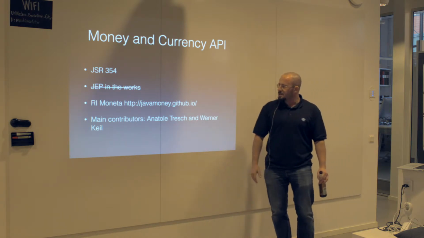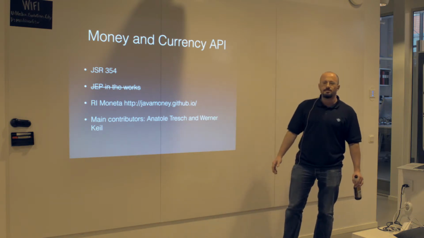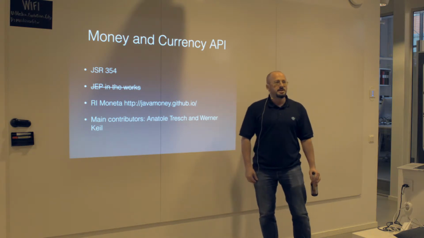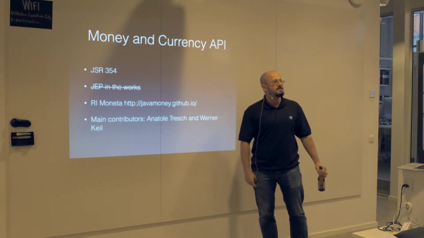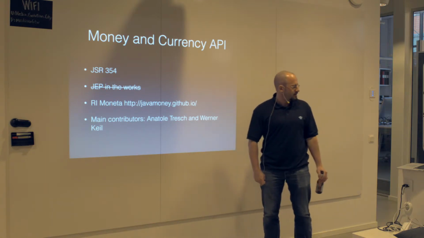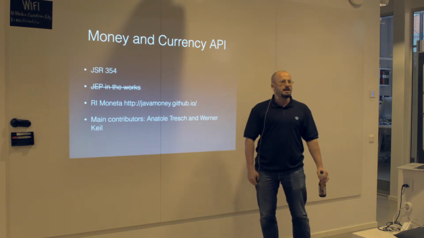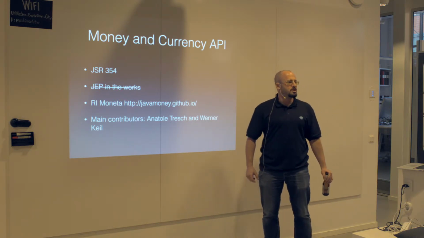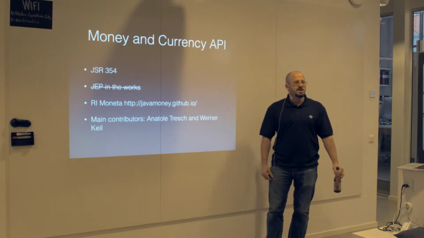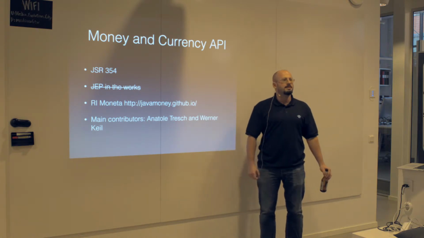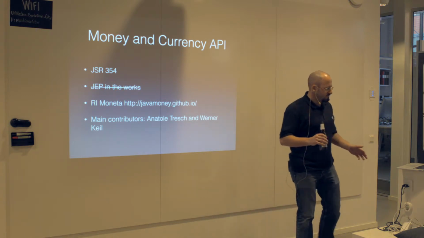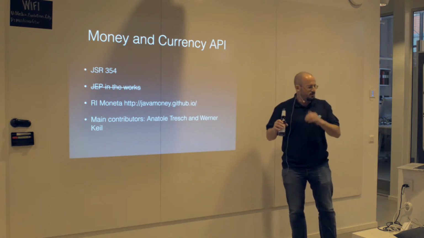The main people behind the API are Anatole Tresh and Werner Keil. Anatole Tresh works for Credit Suisse, a Swiss bank, so he knows all there is to know about money, or at least how it should be implemented in Java. Werner Keil is also a fairly famous person. He's an independent consultant, but he is a member of the JCP Executive Committee, and probably the person who doesn't work for Oracle who knows most about Java. Well, people never work for Oracle because there are some.